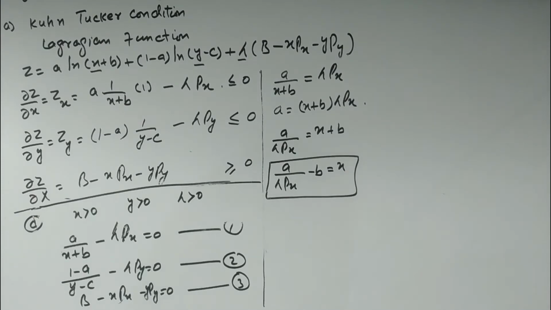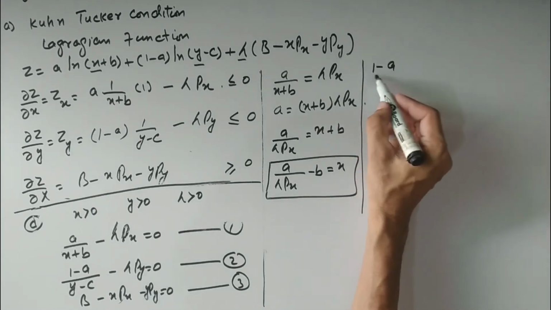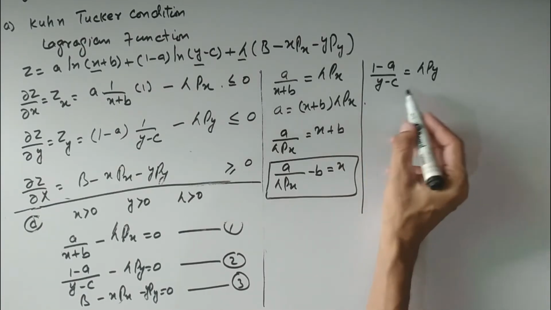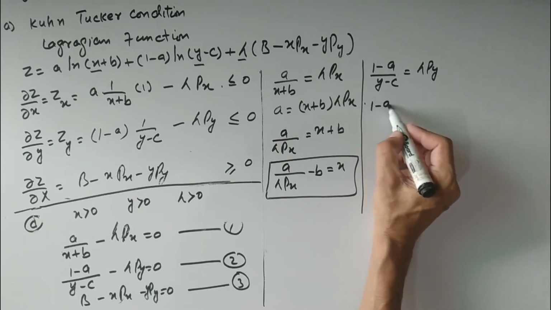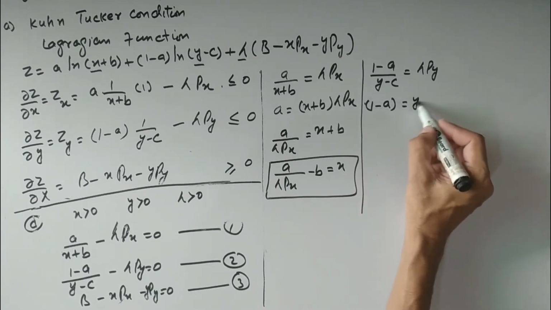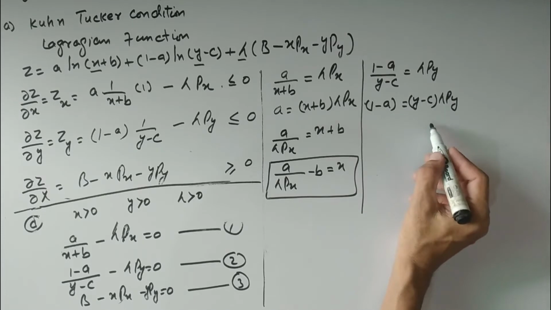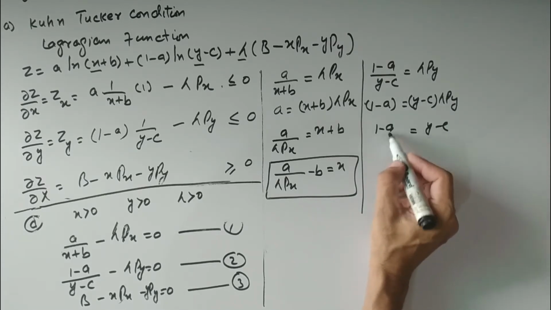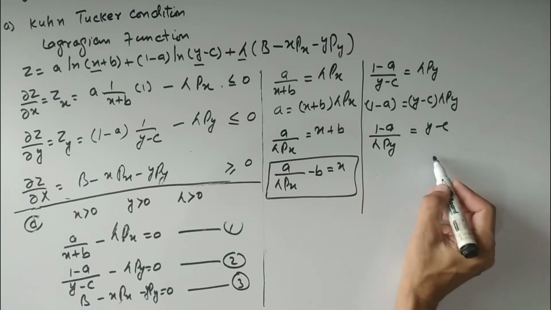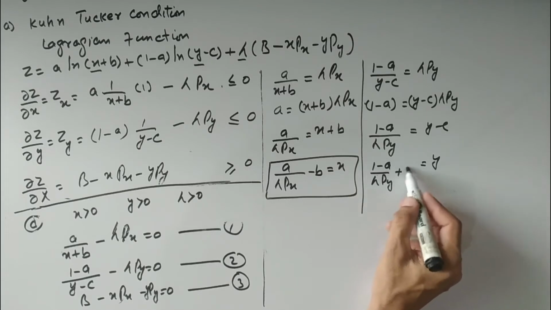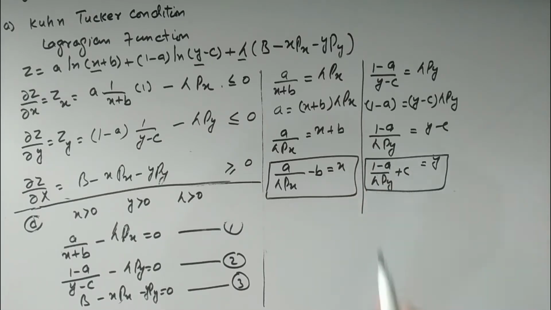Now we have to find the value of y from equation 2. From equation 2, 1 minus a upon y minus c is equal to lambda p of y. Again, we cross multiply: 1 minus a equals y minus c into lambda p of y. So y minus c equals 1 minus a upon lambda p of y. So y will be 1 minus a upon lambda p of y plus c. This will be the value of y.